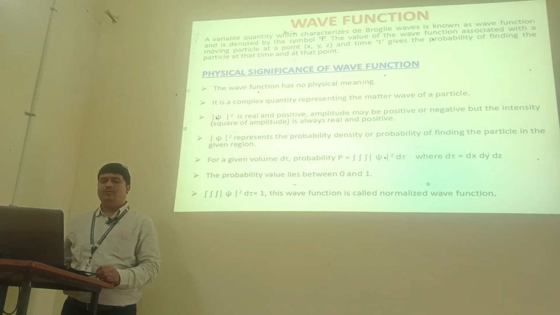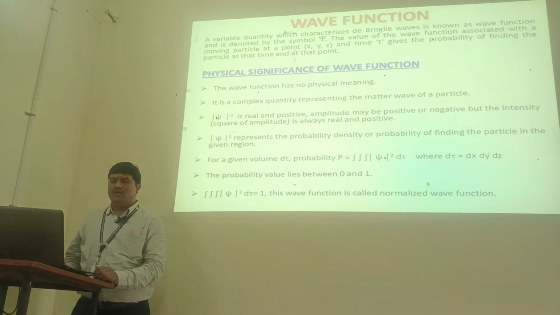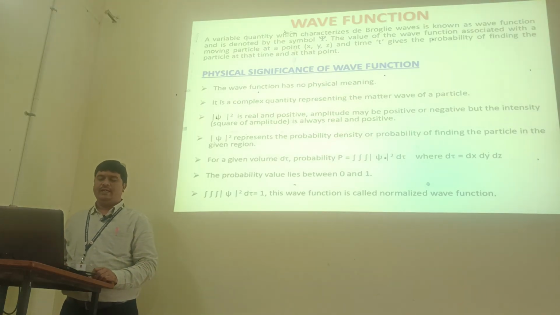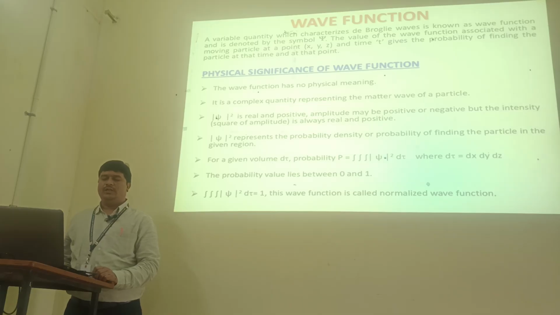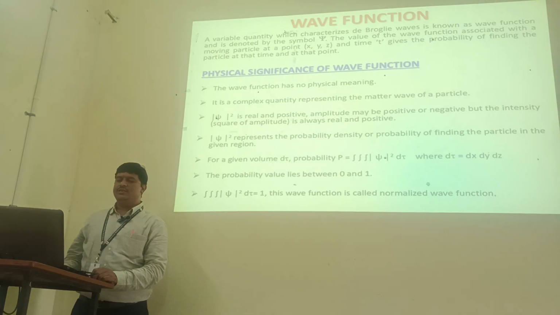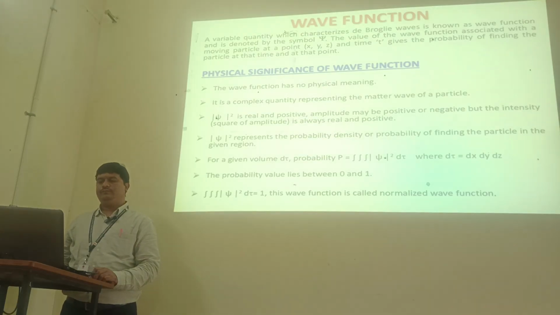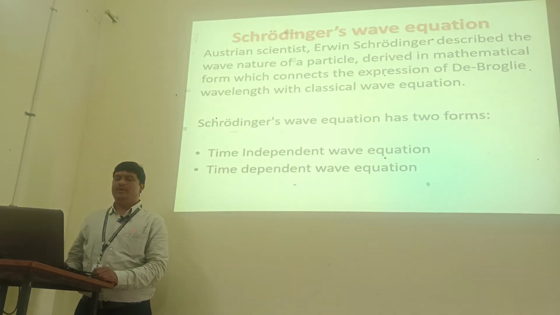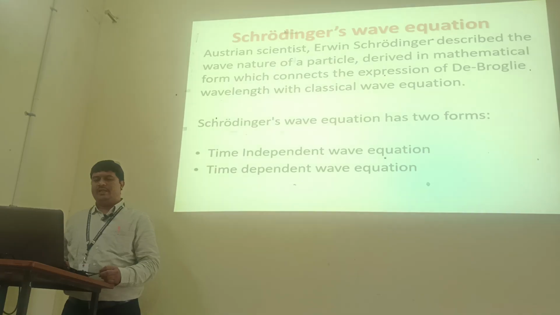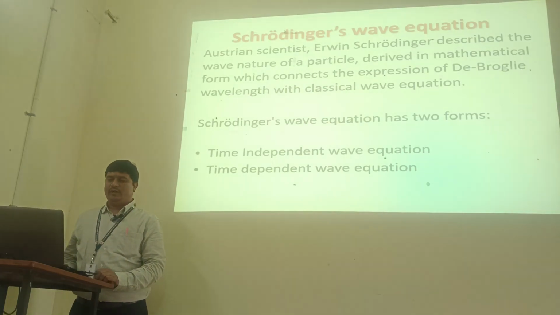Then the probability value lies between 0 and 1. The triple integral of modulus psi square d tau equal to 1. This wave function is called the normalized wave function. Next, the Schrodinger wave equation. Schrodinger derived an equation for matter waves known as the Schrodinger wave equation.